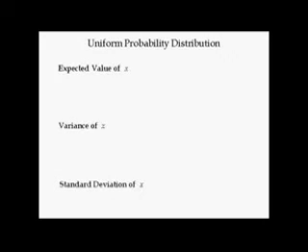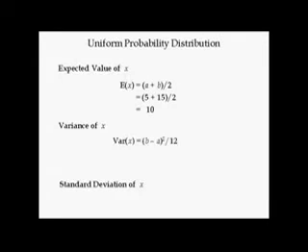The expected value of the uniform distribution is equal to the quantity a plus b divided by 2, which is equal to the quantity 5 plus 15 divided by 2, or 10 ounces. The variance of the uniform distribution is equal to b minus a squared divided by 12, or 15 minus 5 squared divided by 12, which is 8.3 ounces squared.